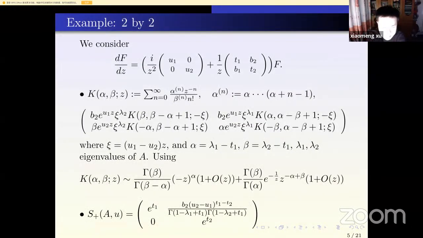And in the end, one can see that the most complicated entry of the Stokes matrix is given by gamma functions, whose argument depends on the eigenvalues of the residue matrix. So this is an example. Any questions?